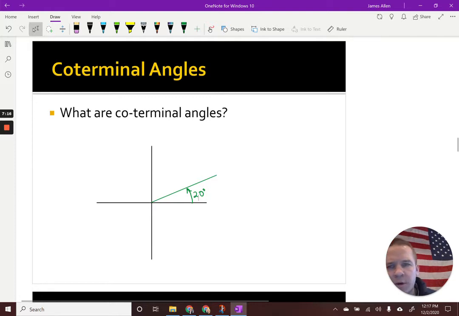So what are coterminal angles? All right, we talked about the terminal side, then we were talking about what are coterminal angles. So coterminal angles are just, if I have an angle, say, of like 20, it's just another angle that has the same terminal side. Okay, so if we're starting from that positive x-axis, it lands in the same spot is one way to think of it.